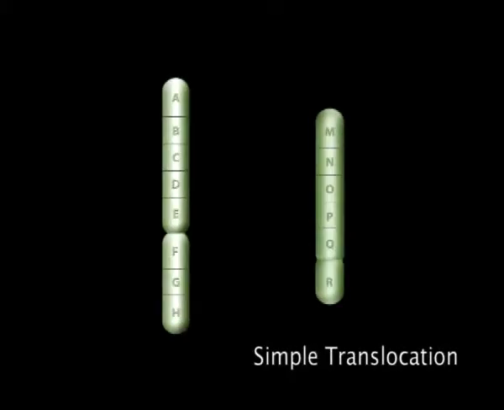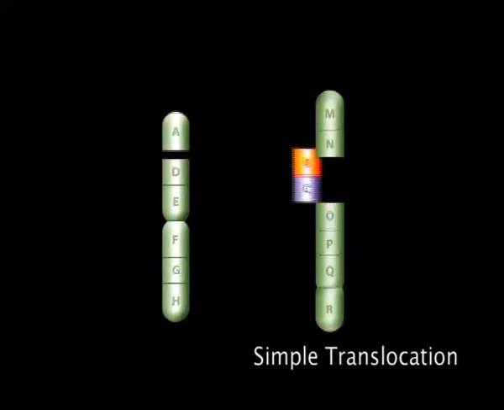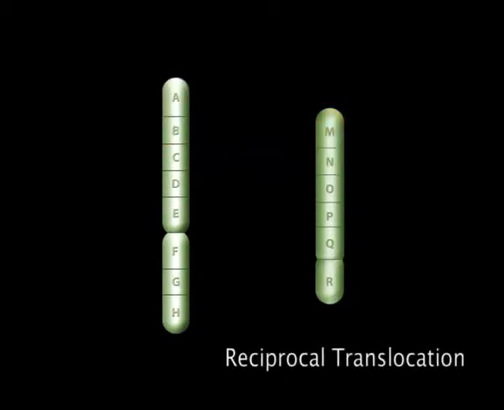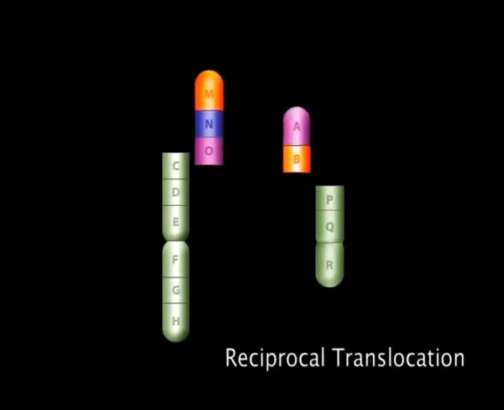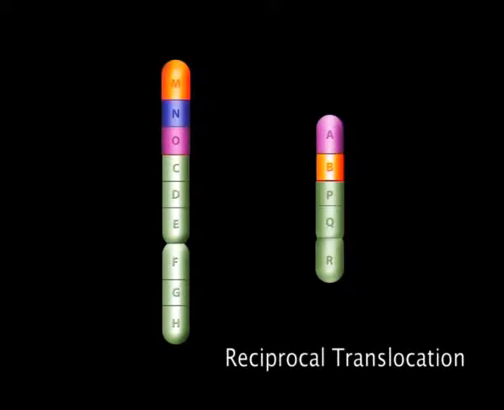A translocation occurs when a part of one chromosome is transferred to another non-homologous chromosome. Two principal types of translocations can be recognized, that is, simple and reciprocal. Simple translocation involves the transfer of a segment in one direction from one chromosome to another. Reciprocal translocations occur when parts of chromosomes are exchanged between non-homologous chromosomes.